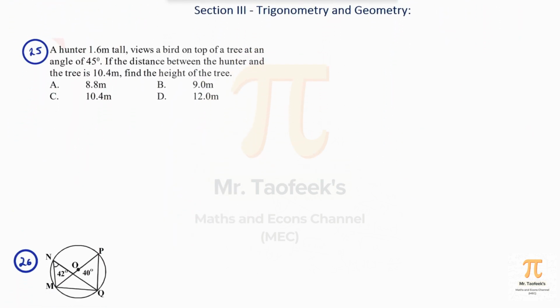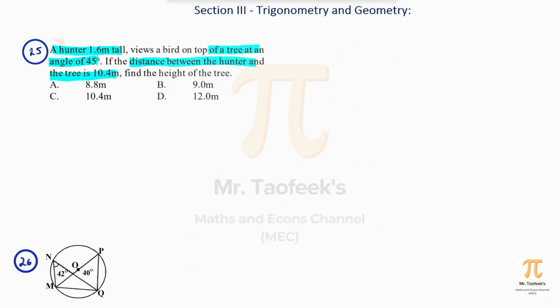All right. Question number 25. A hunter, who is 1.6 meters tall, views a bird on top of a tree at an angle of 45 degrees. We know that's the angle of elevation because the hunter will have to look at the bird at the top of the tree. If the distance between the hunter and the tree is 10.4 meters, find the height of the tree. Okay, so we have to sketch this, right?